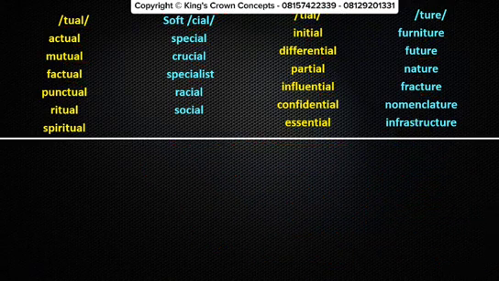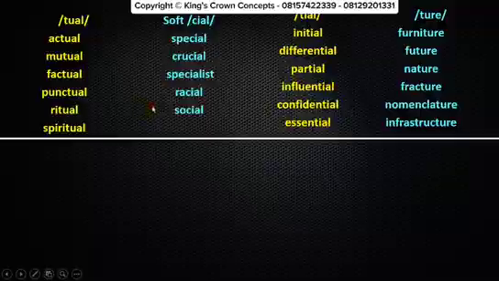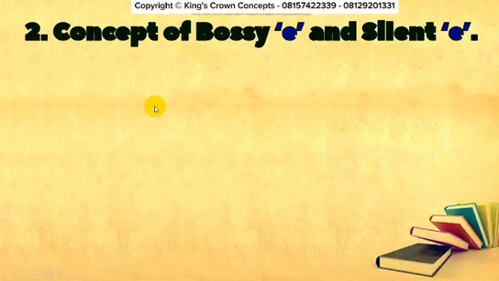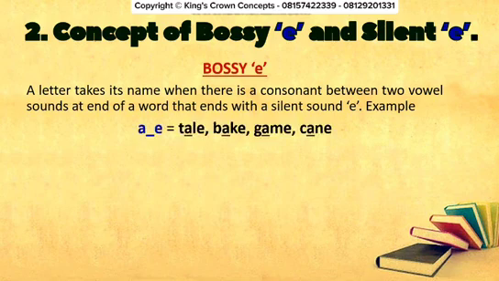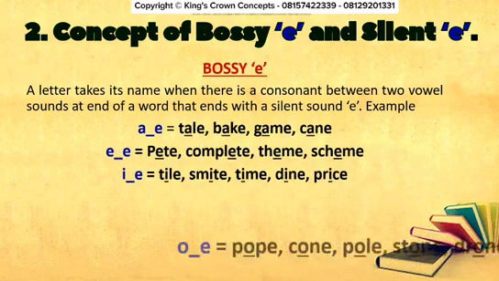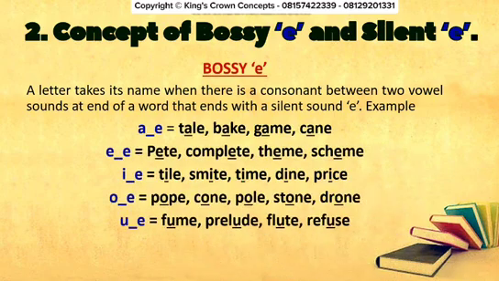All right, the next concept is bossy E. Let's look at the concept of bossy E. A letter takes its name when there is a consonant between two vowel sounds at the end of a word that ends with a silent E. Now, this is the concept. Let me explain before I talk about the examples.